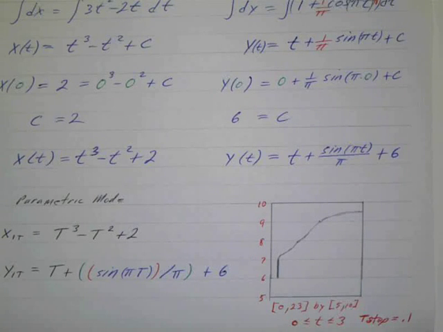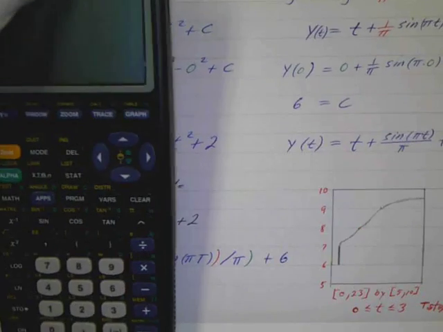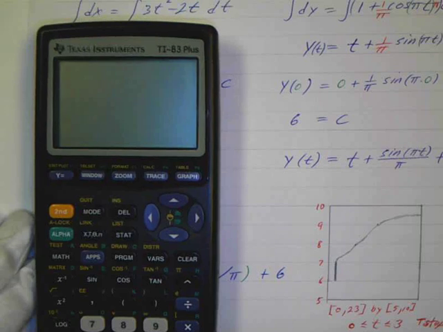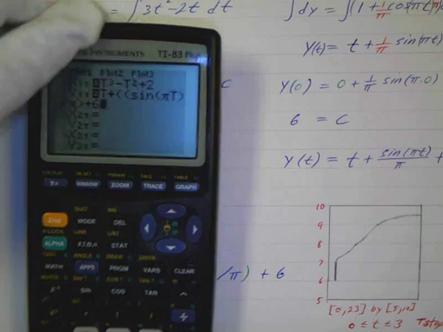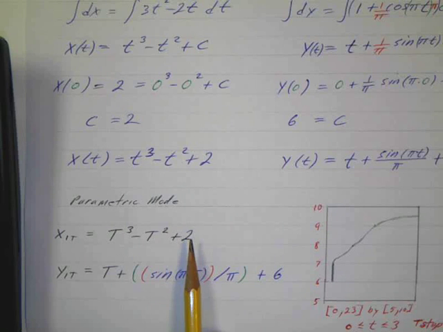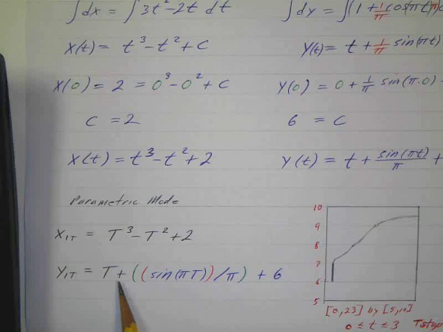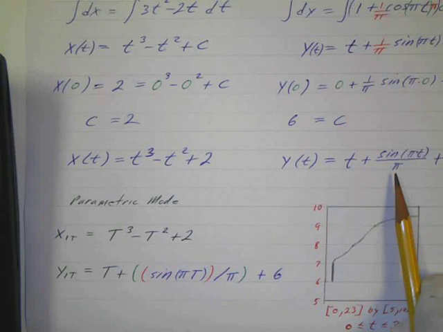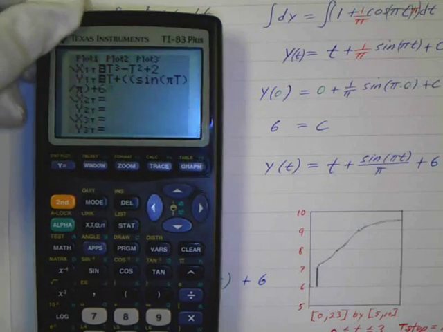All right. So now we just graph it to find out what it's going to look like and trace it out. So this was your window. So let's see if you can see this here. There we go. And there's my y. And this was the t cubed minus t squared plus 2. That's there. And then I put the t plus, and I put a bunch of parentheses here just to be safe. And that's going to be my sine of pi t over pi plus 6. That's over here, and you can see where I put that in there.